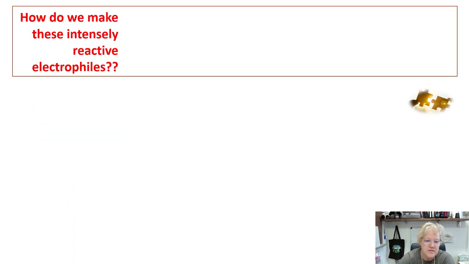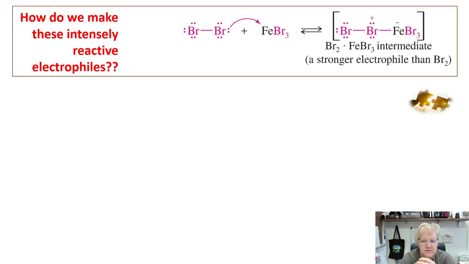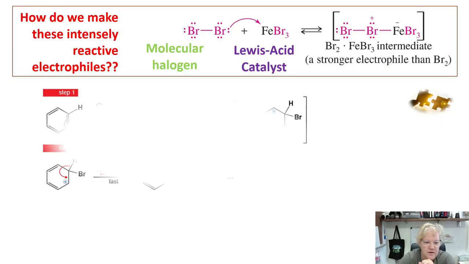So how do we make these really reactive electrophiles? This is how we do it. We're going to take our bromine, add our iron bromide catalyst, and we form this crazy intermediate, which is a much stronger electrophile than bromine itself. So we have molecular halogen and our Lewis acid catalyst forming our really strong electrophile.